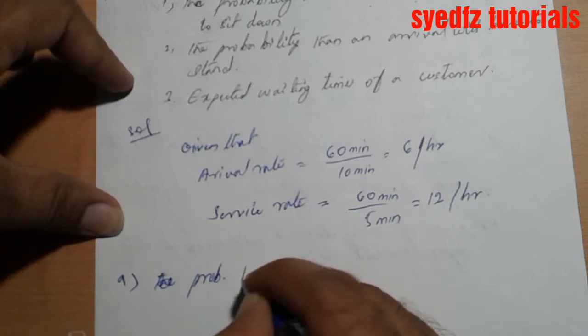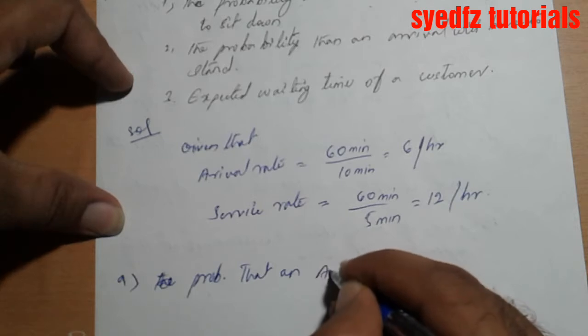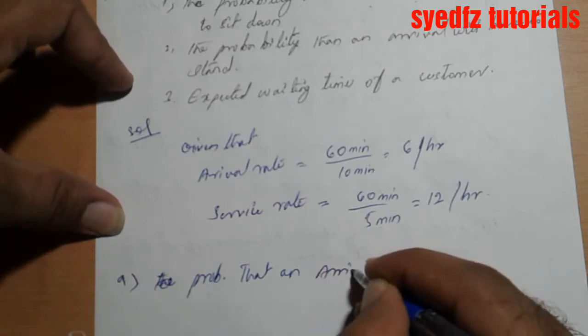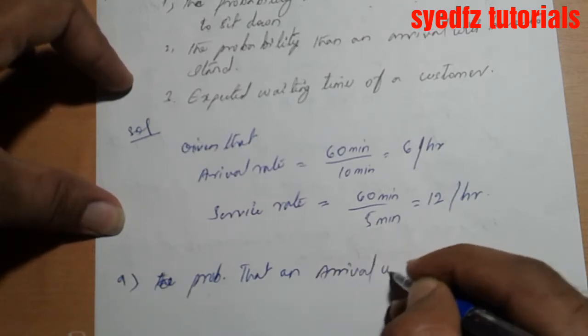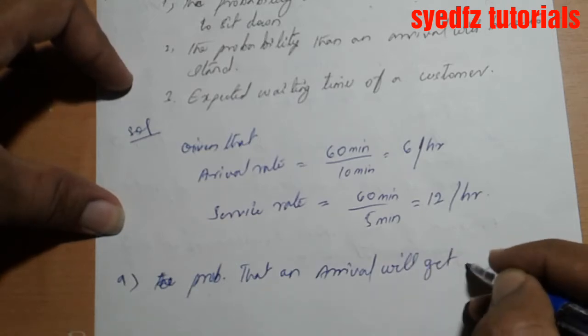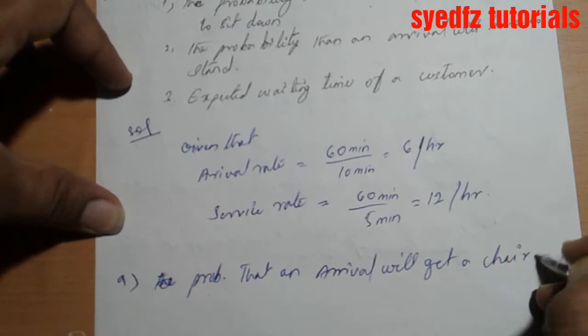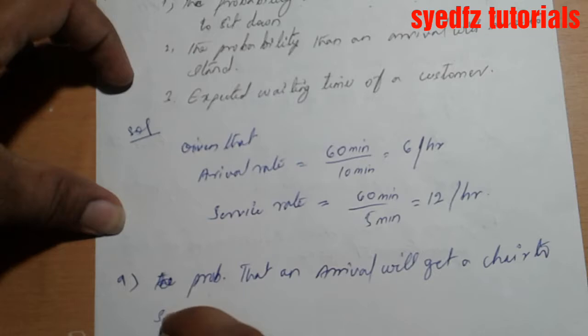Probability that an arrival will get a chair to sit down.